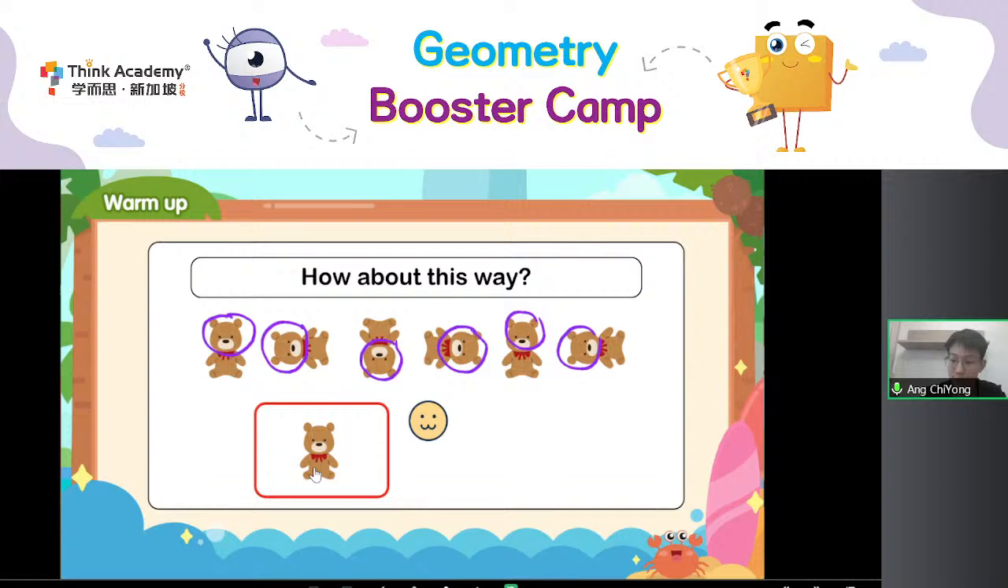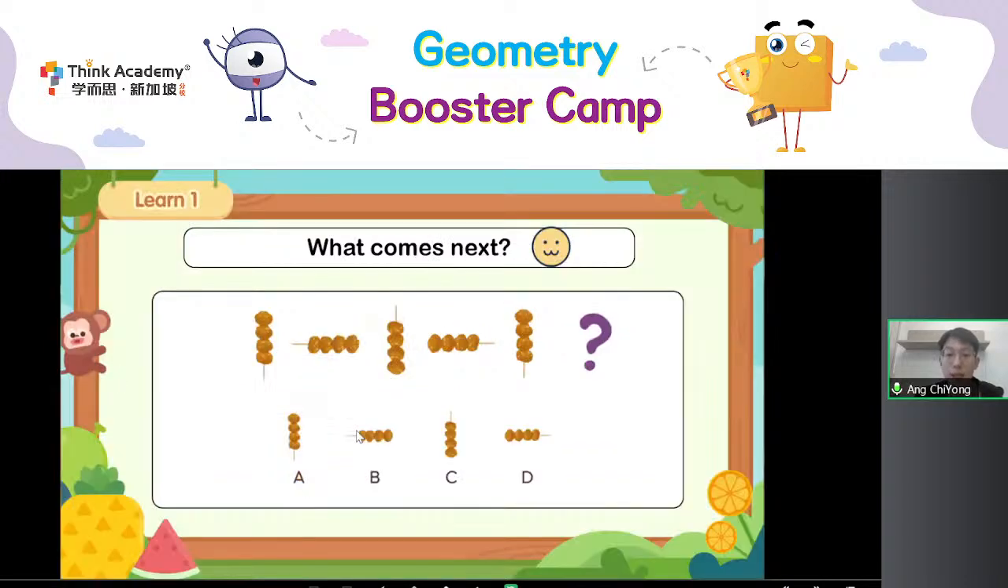Okay, now to show you again, this is how it works. See the top, left, down, right. It's no longer clockwise. Okay, and why am I teaching you all of this? Because there's a question where you need to find out which image is next.